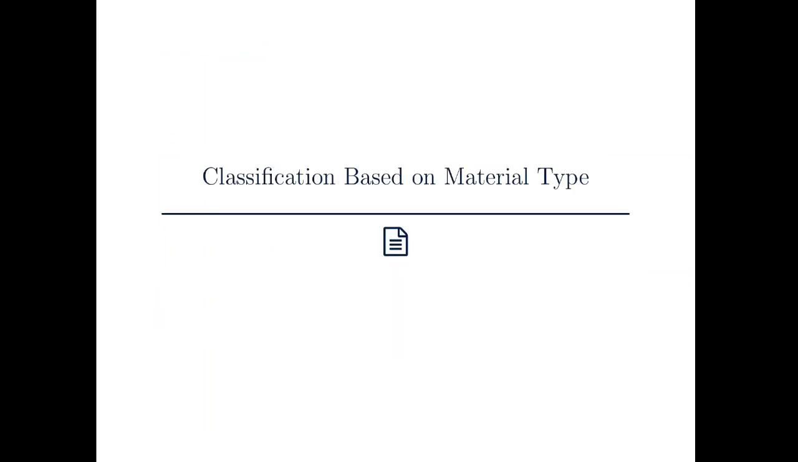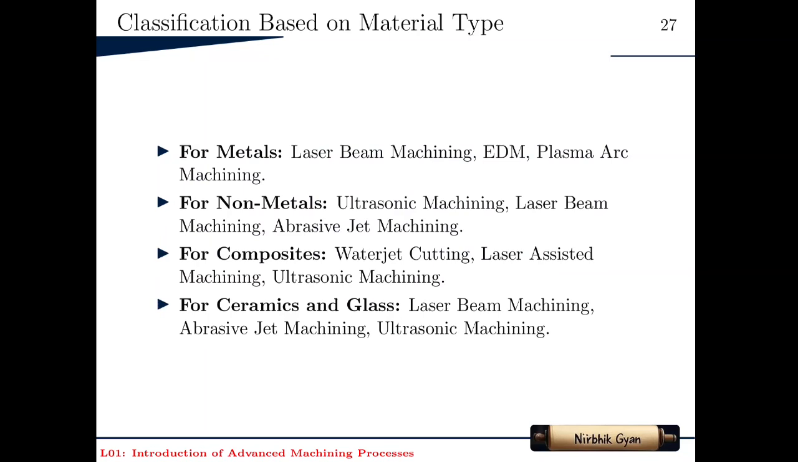Now, classification based on material types. Let's say if your workpiece is metal, then LBM, EDM, and plasma arc machining are suitable. For non-metals, ultrasonic machining, laser beam machining, abrasive jet machining. While for brittle material, abrasive jet machining is suitable. For composites, water jet cutting, laser assisted machining, ultrasonic machining. While for ceramics and glass, laser beam machining, abrasive jet machining, because glass is brittle in nature, and ultrasonic machining. These are widely used for ceramic and glass.